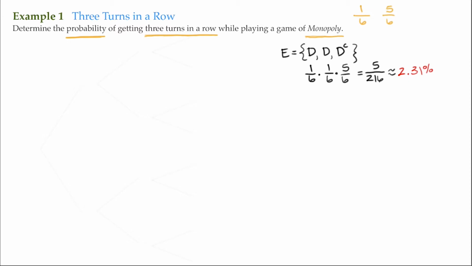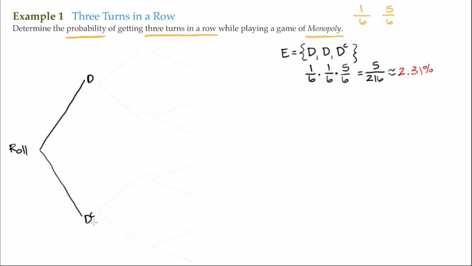Now to illustrate this on a tree diagram, the idea is that we first want to start with some action. So I'm just going to say right down here, we're going to roll the dice. And then I have to branch out what my outcomes are. So on my first roll, I'm looking for a doubles or not a doubles. How about that?